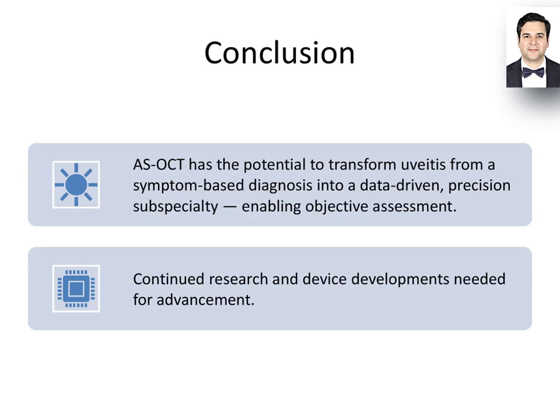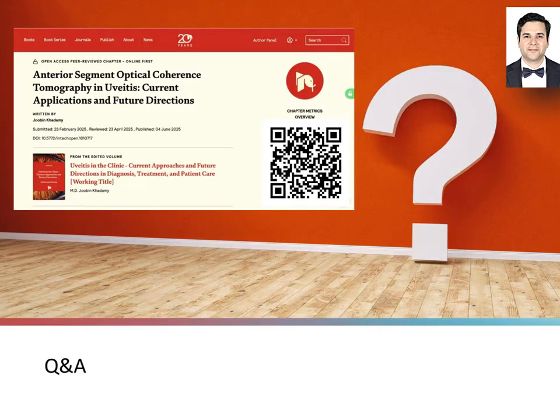Objective imaging enables us to quantify inflammation, monitor structural changes, and guide therapy with unprecedented accuracy. Biomarkers identified on AS-OCT can stratify disease activity, predict prognosis, and personalize treatment, truly bringing us closer to precision ophthalmology.